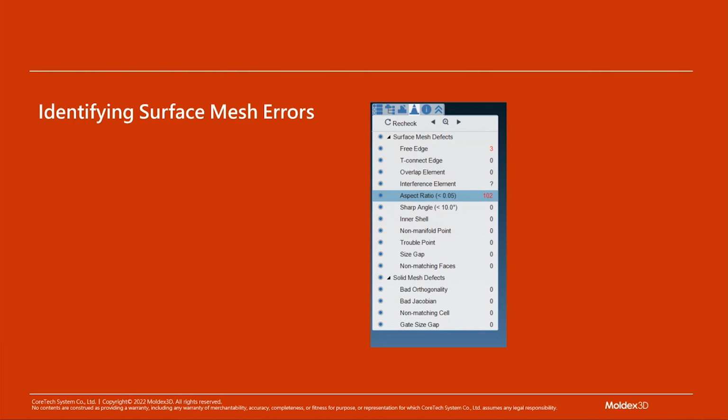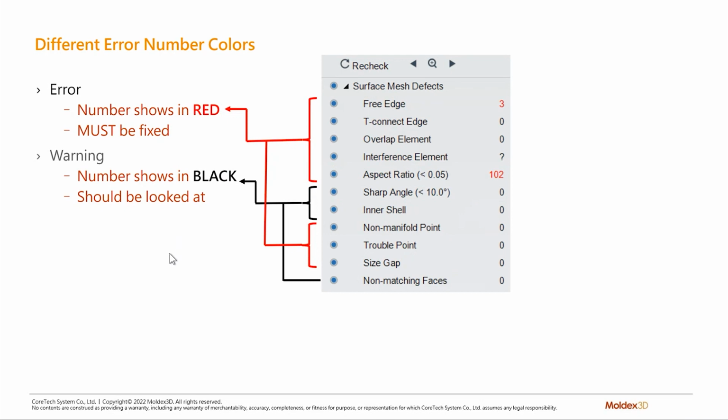All right, so we're just going to jump straight into it. We're just going to go top to bottom through all of these surface meshing errors. We're not going to get into the solid meshing ones here. We're just going to be working on the surface mesh errors.